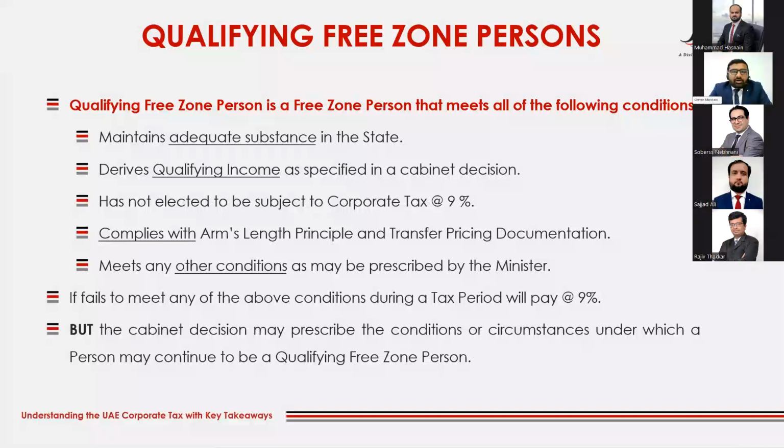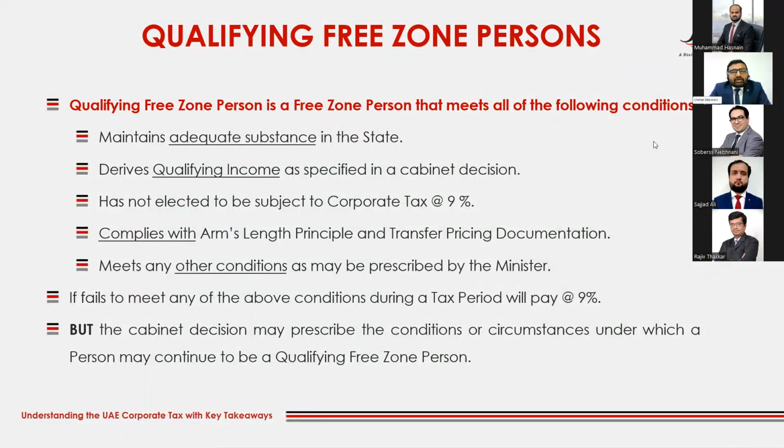That means a qualifying free zone person has an option to choose whether they want to pay 0% or 9%. The fourth one is that they comply with the arm's length principle and transfer pricing documentation and any other condition which may be prescribed by the cabinet decision.